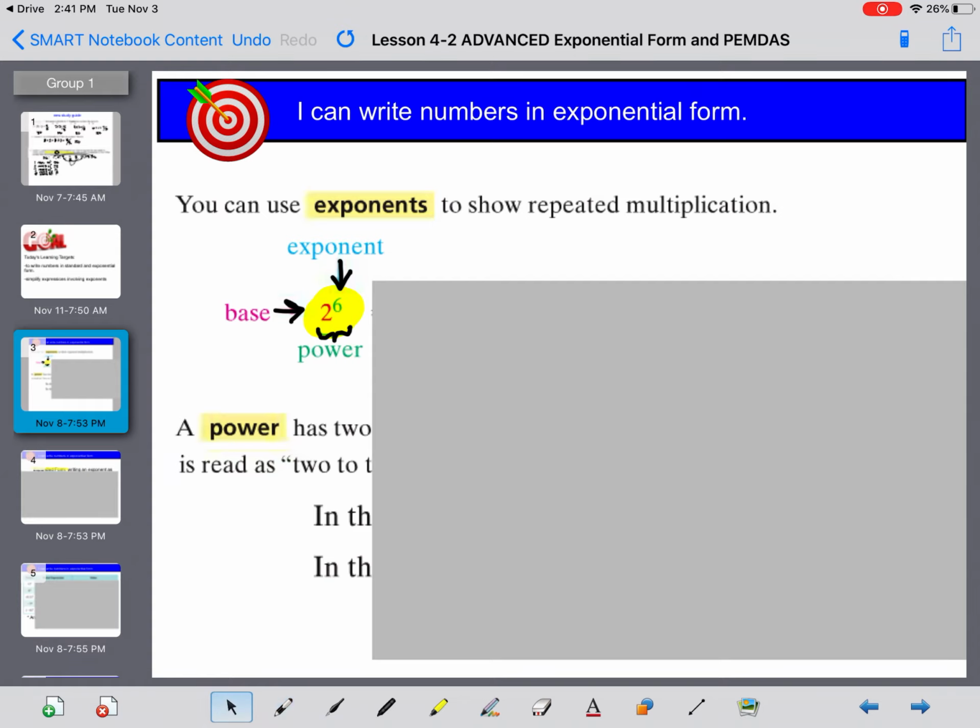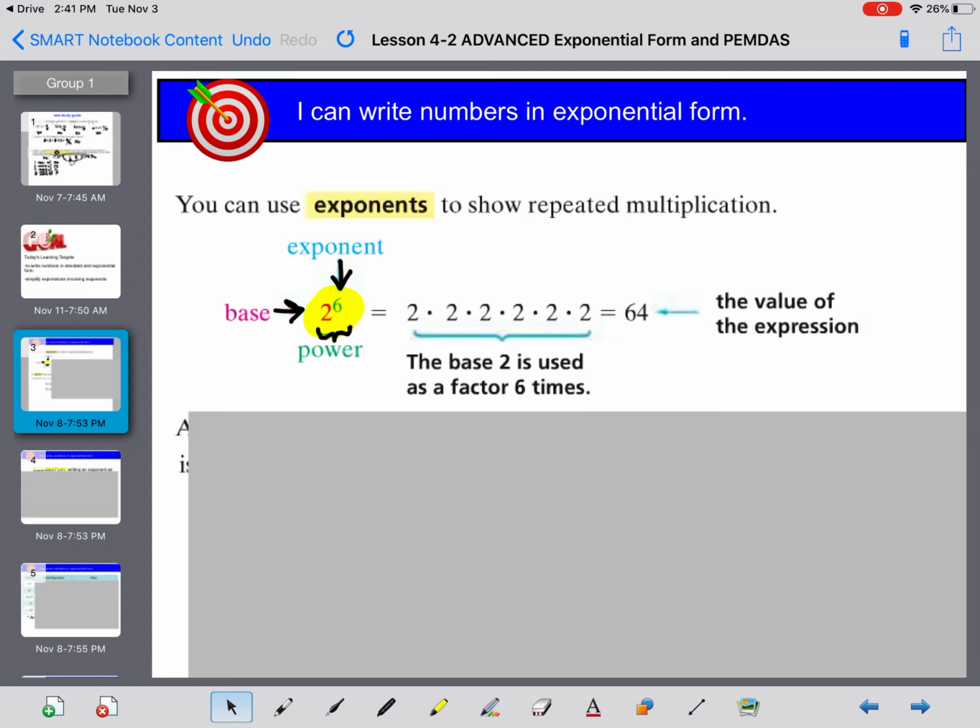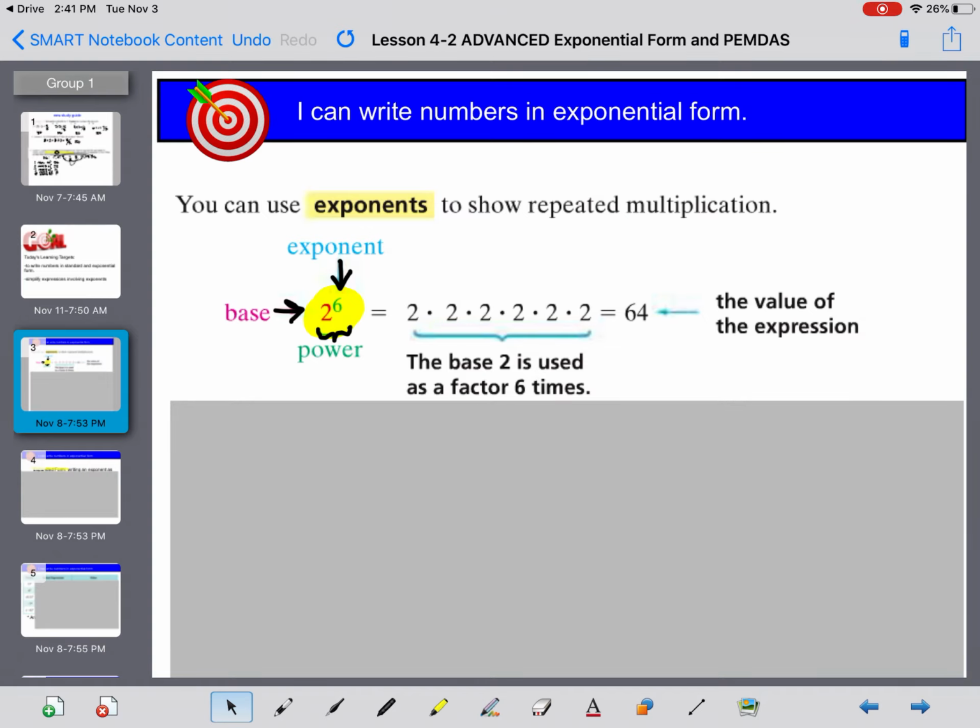So what does an exponent mean? It shows repeated multiplication. In this case, 2 to the 6th power is the same as 2 times 2 times 2 times 2 times 2 times 2. We call this expanded form. And we'll get to that in a little bit. When you write out a power as repeated multiplication, that's expanded form. The value of the expression is 64 when you do the math. That is known as standard form.